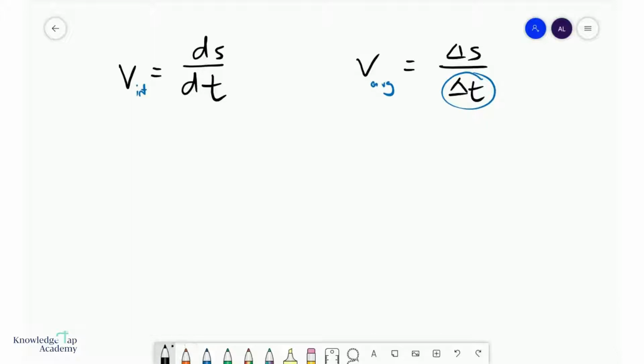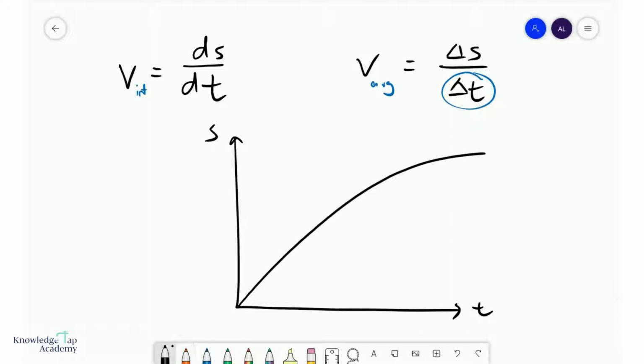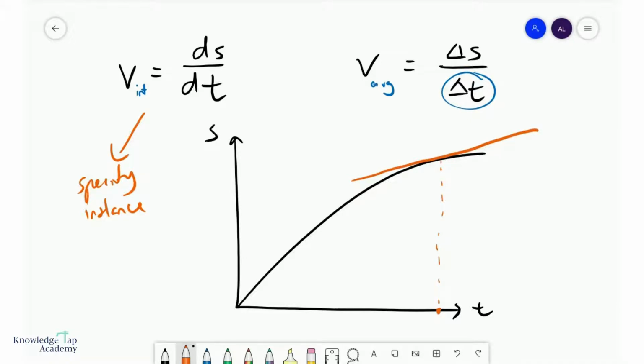If I draw a simple s-t graph, it could be anything, and it maybe looks something like this. If I ask for the instantaneous velocity, I must specify a particular instant. For example, I want the instantaneous velocity right here. That is where you draw a little line up and find the gradient of the tangent of this curve at that value of t. Hence ds/dt means gradient, and that's exactly what you're doing. The gradient of this is your v instantaneous.